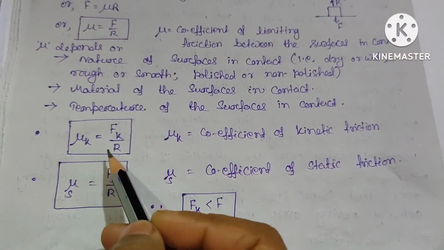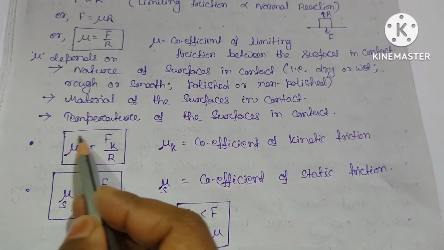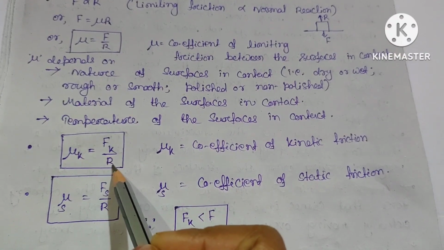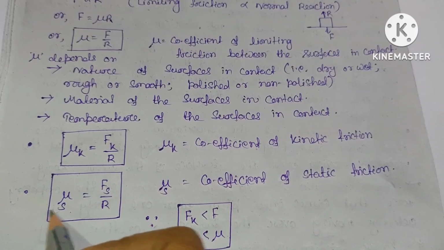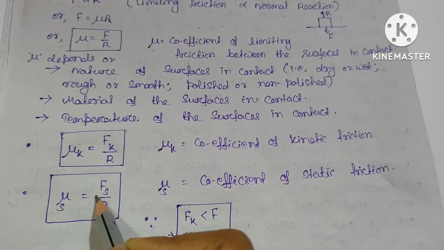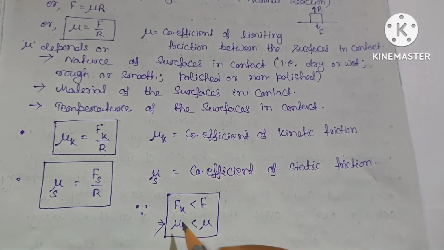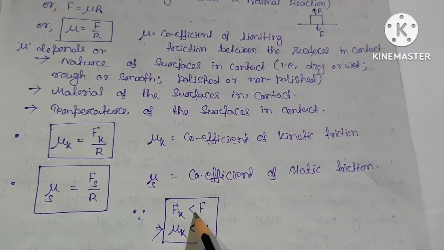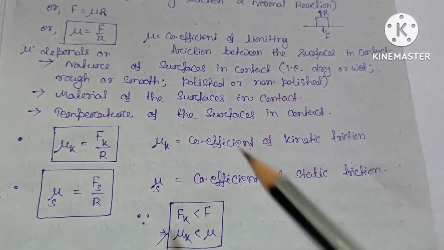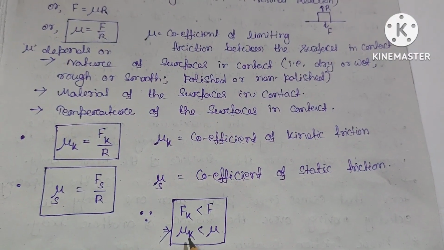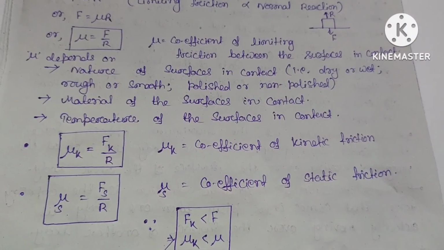Similarly, for kinetic friction, the coefficient of kinetic friction mu k will be simply Fk by R. This is the kinetic friction. And for the coefficient of static friction, we can write that mu s is equal to Fs by R, where Fs is the static friction. Always remember that the kinetic friction is less than the limiting friction, or simply from this relation you can see that mu k is less than mu. This mu k is the coefficient of kinetic friction, and this mu stands for the coefficient of limiting friction.